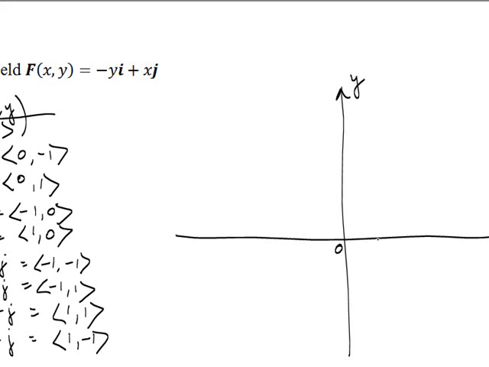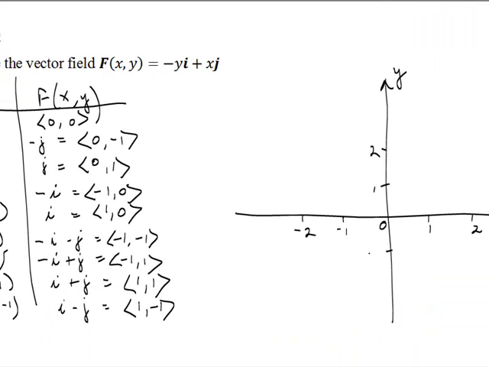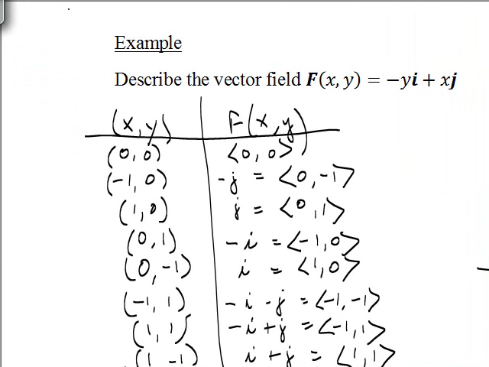Okay, I'm going to go up to 2, negative 1, negative 2, go up to 2, negative 1, negative 2. Okay, I'm going to draw my vector field in blue. So at each point, draw the vector corresponding to that point.